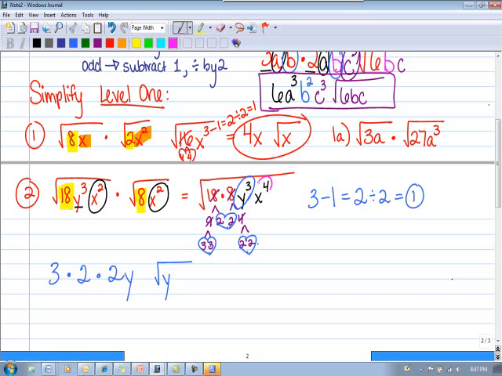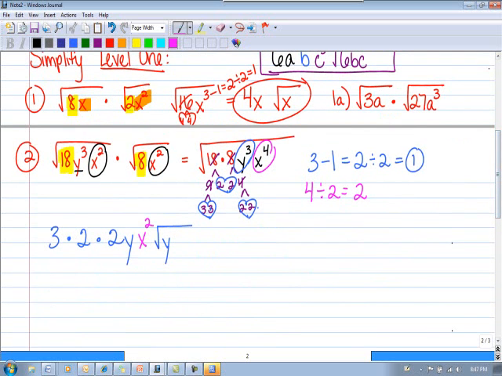And then I'm going to work on those 4 x's. So it's an even exponent, so I just go ahead and divide it by 2 right away. And that ends up with 2 x's that I can take outside the radical. So then I clean this up a little bit by multiplying through. 3 times 2 times 2 is 12. And then y x squared times the square root of xy. And that's my final answer.